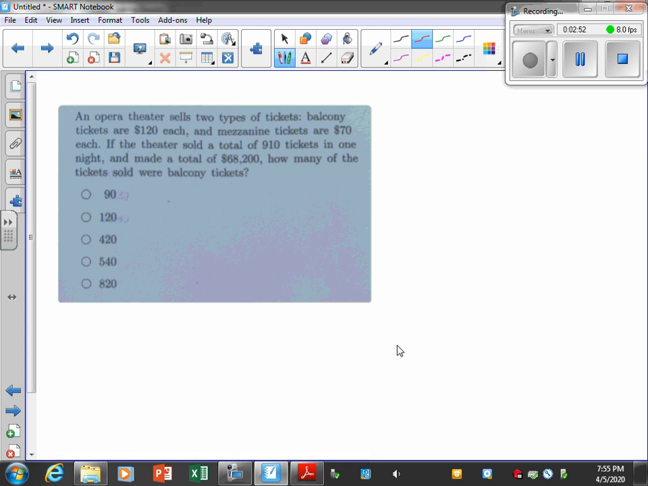An opera theater sells 2 types of tickets. You have balcony tickets that are $120 each, and you have mezzanine tickets that are $70 each. If the theater sold a total of 910 tickets, then first of all, balcony plus M is equal to 910 total. We know that. That's how many total tickets.